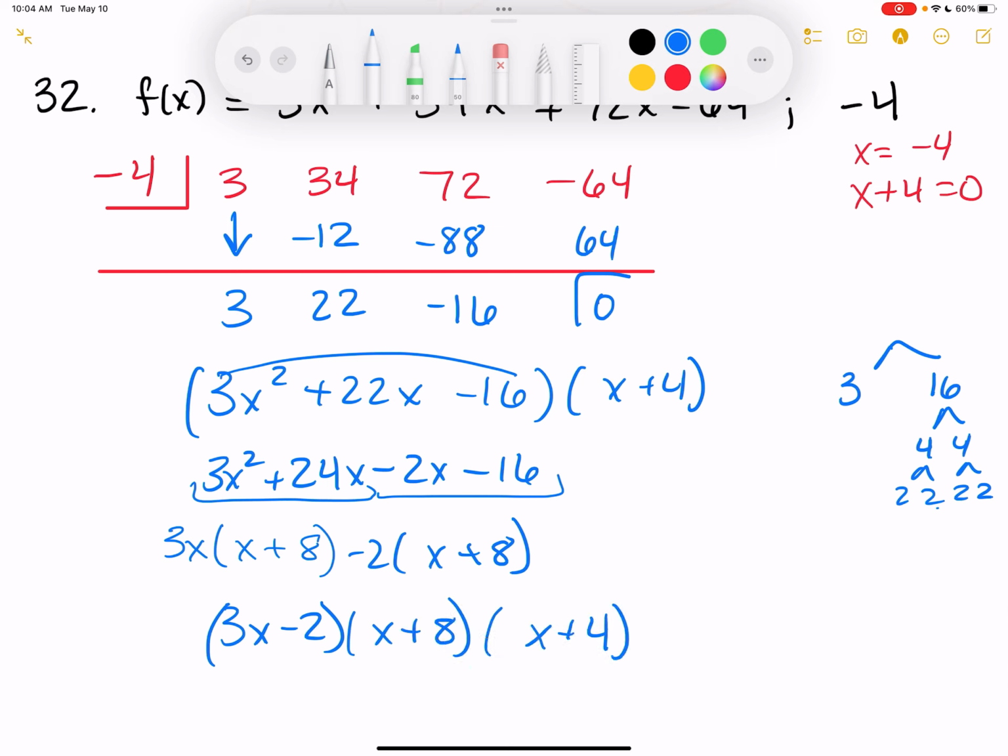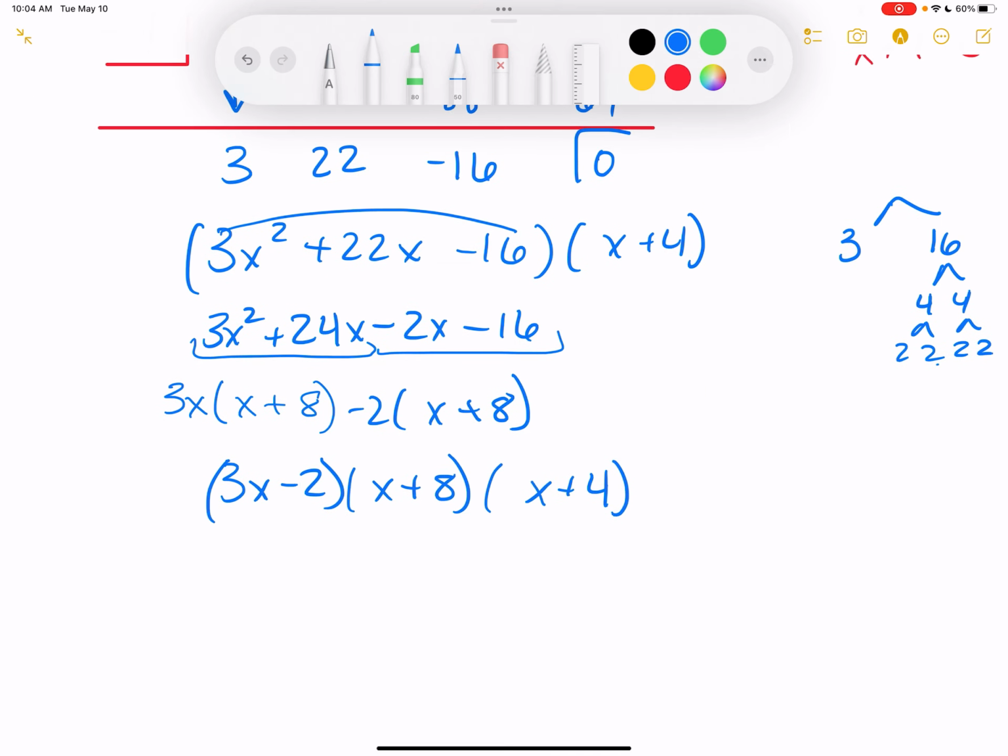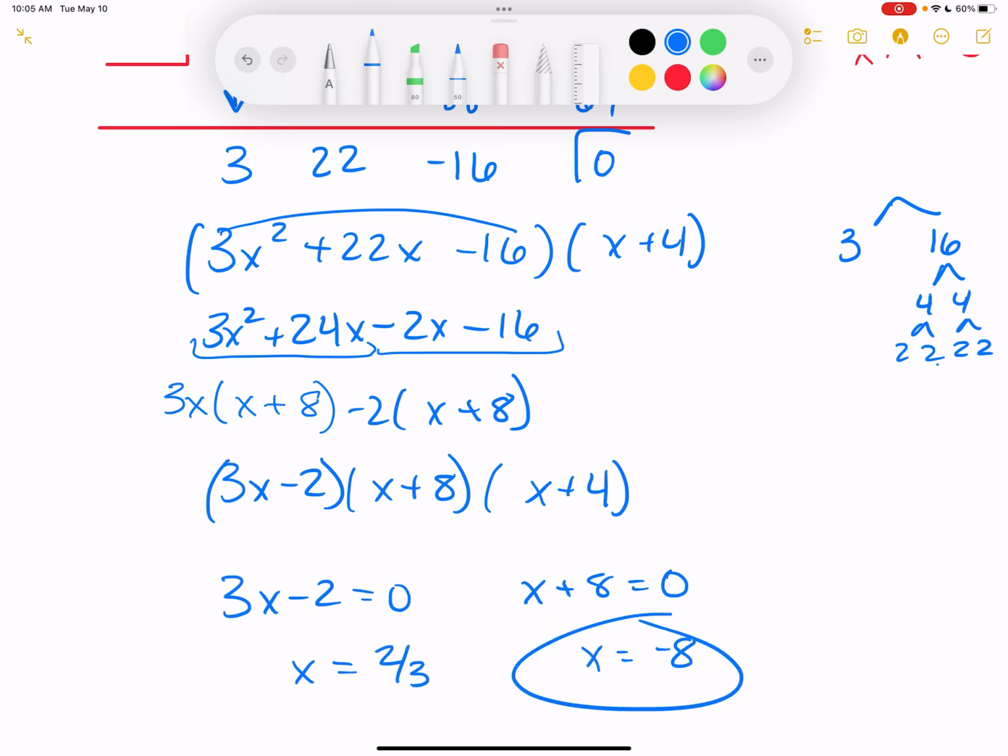Alright, so then you set each piece equal to 0. Okay, we already had the negative 4 one, so I don't need to do that. So I just need to do 3x minus 2 equals 0, x plus 8 equals 0. So then x equals 2/3 and x equals -8. So those are your other two zeros.